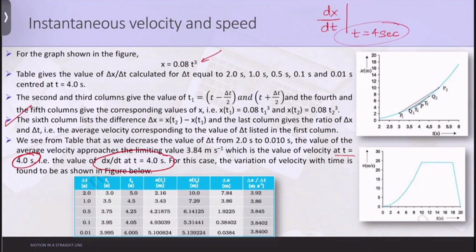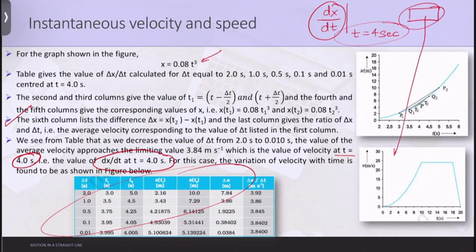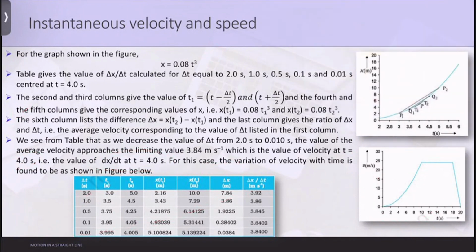Okay, so for this case, the variation of velocity with time is found to be as shown in the figure below. What you basically did, either you can go with this method, but this is a very tedious method. If we just calculate the value of dx by dt, you will get the value as a function of t. Just try to plot the graph of that, and this is how you will get the graph. So for this case, the variation of velocity with time is as shown in the figure below.